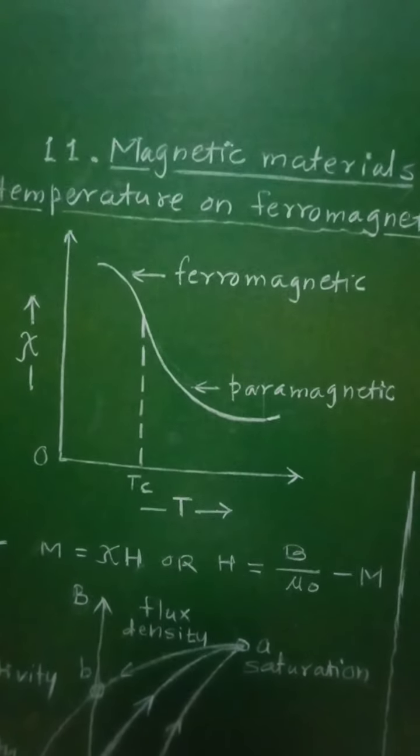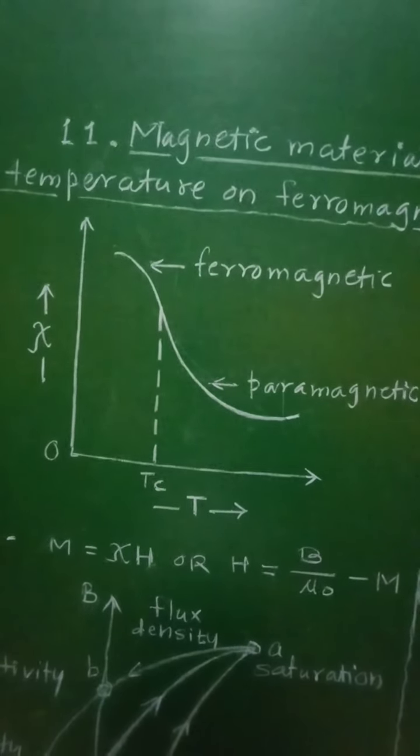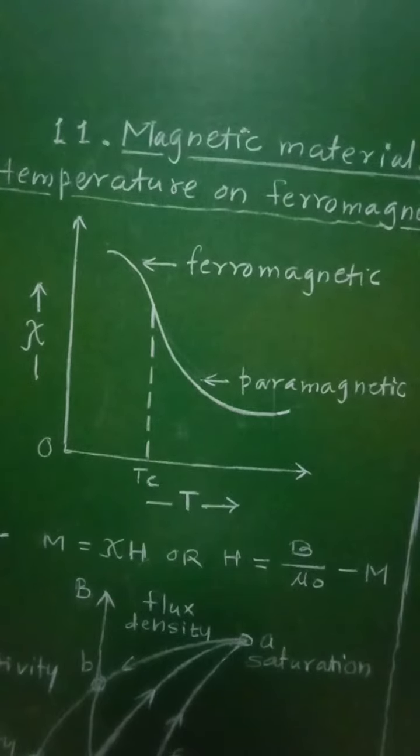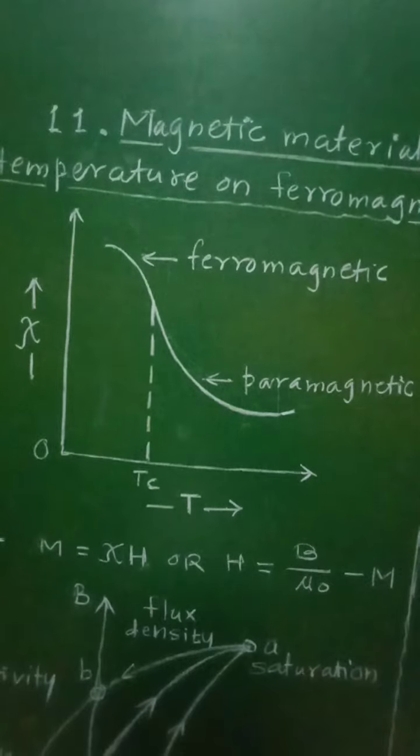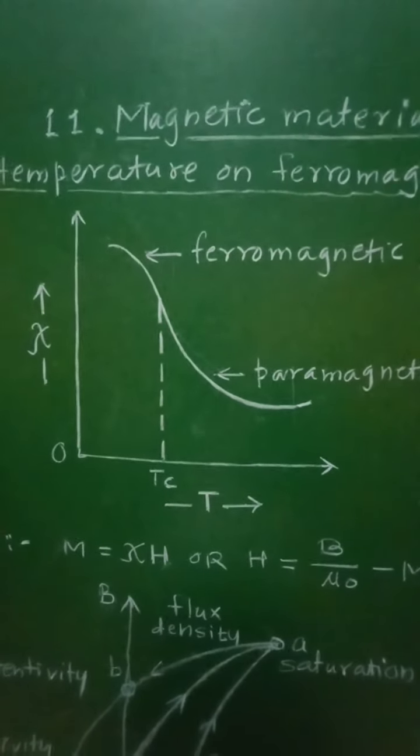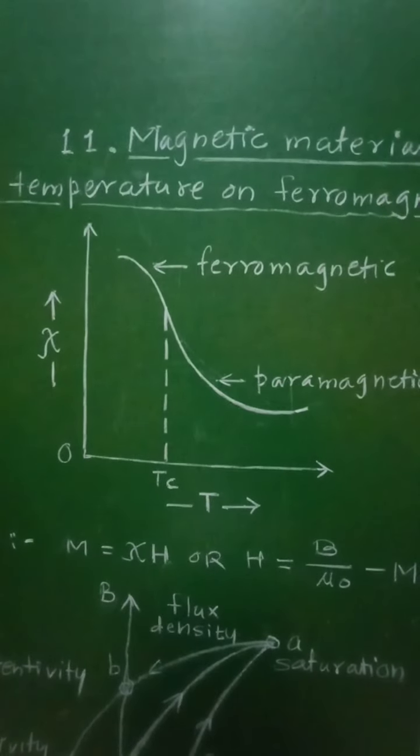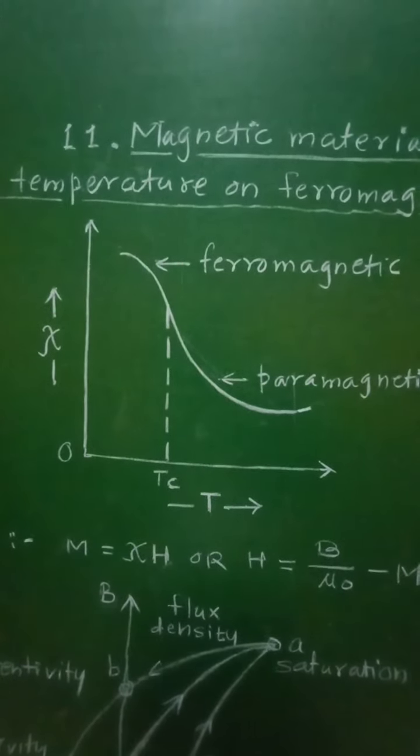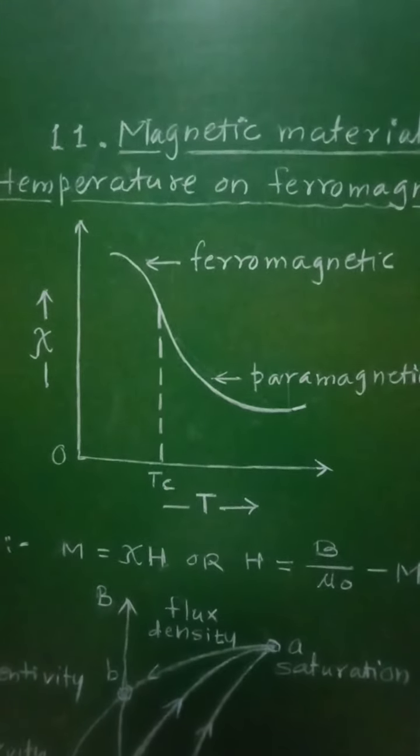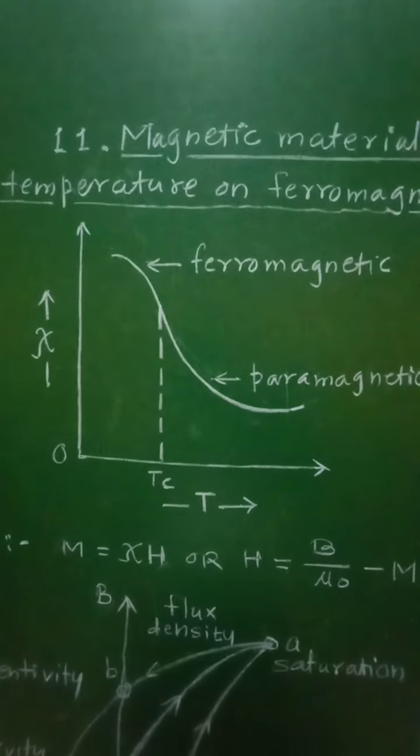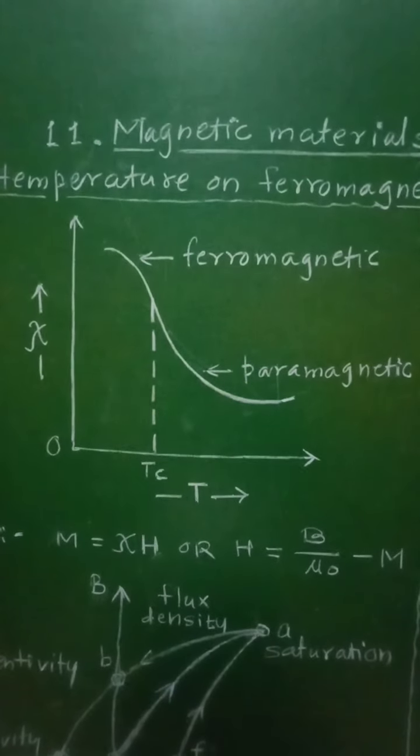As the temperature of a ferromagnetic material is increased, the domain structure starts distorting because the exchange coupling between the neighboring magnetic moments will become weaker and weaker. At a certain temperature, depending upon the material, the domain structure collapses. That is, the domain structure will get destroyed totally and the material behaves like a paramagnetic material.